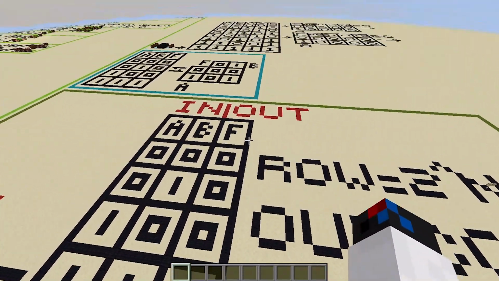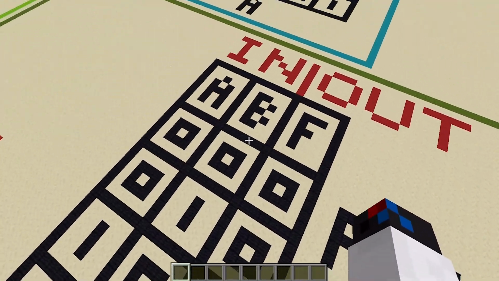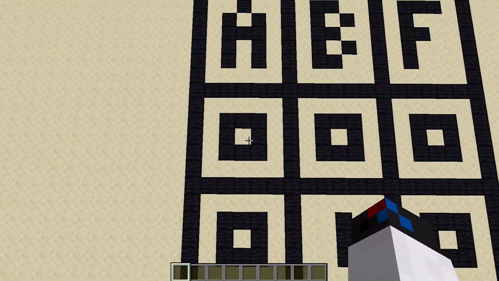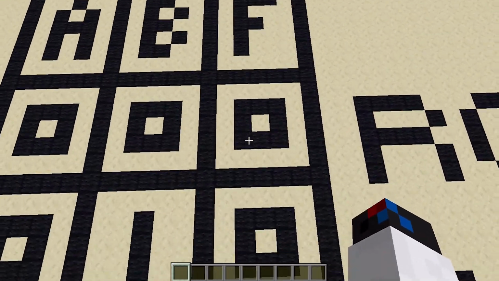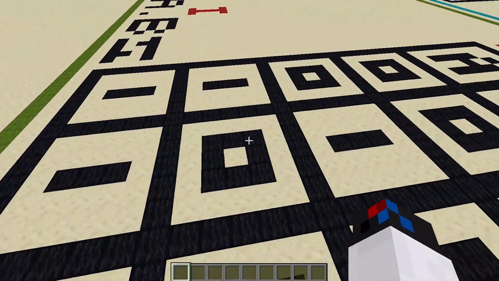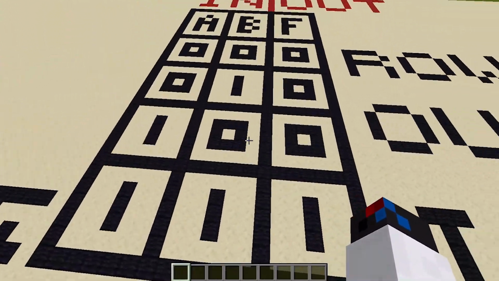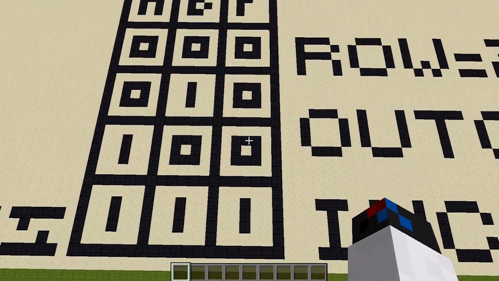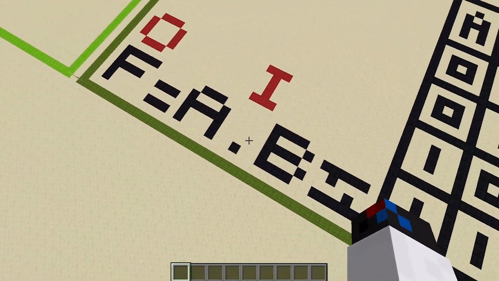At the output, it just describes what each input combination does. So for example, here's the first input combination. We have 0 0, so the output will be 0. Here is 0 1, so the output will be 0. 1 0 will be 0, and 1 1 will be 1. So the output needs to depend on the inputs, which is why we have functions.